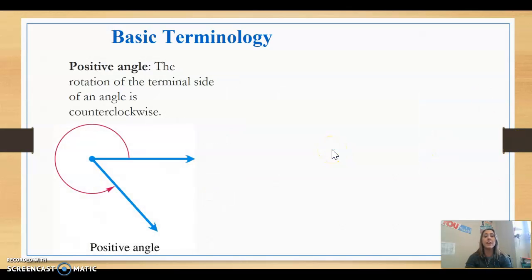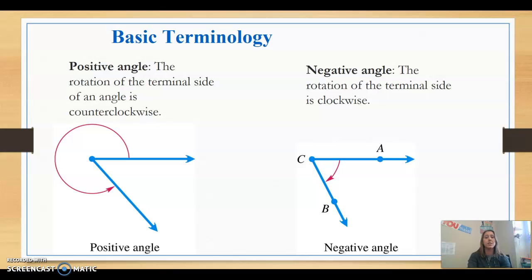So we have positive angles and we have negative angles. The way that I think of a positive angle, while it does go counterclockwise, is you're starting at that initial side and you are going up. If you're going up, you're going to have a positive angle. If you start at the initial side and you're going down, you're going to have a negative angle. Again, hit pause, get this in your notes.